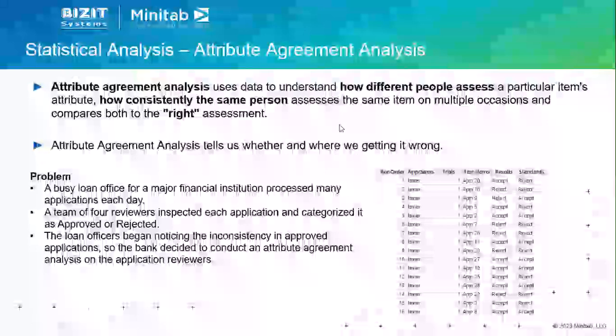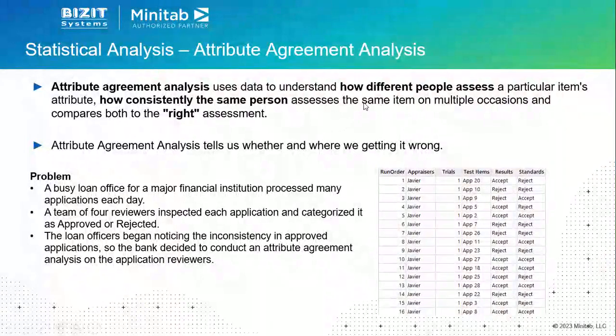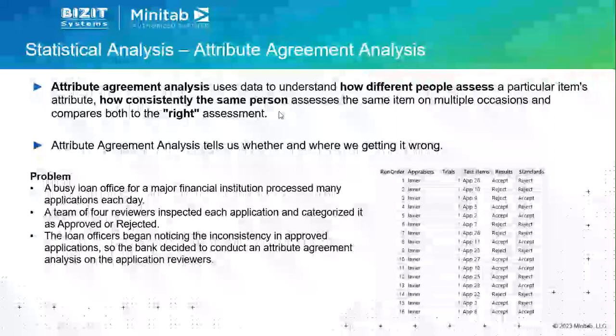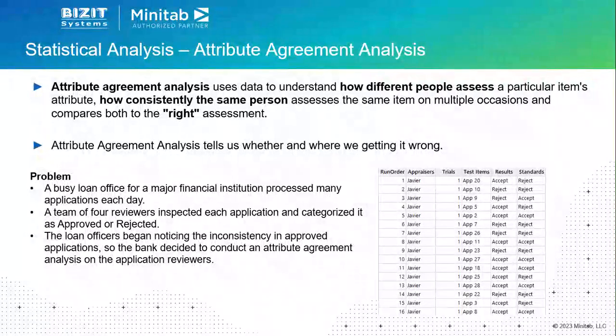Attribute agreement is about understanding how different process assessments behave, and how consistently the same person assesses the same item, or compares to the right assessment. So we want to study the differences between the assessments. For this case, we try with this simple example.